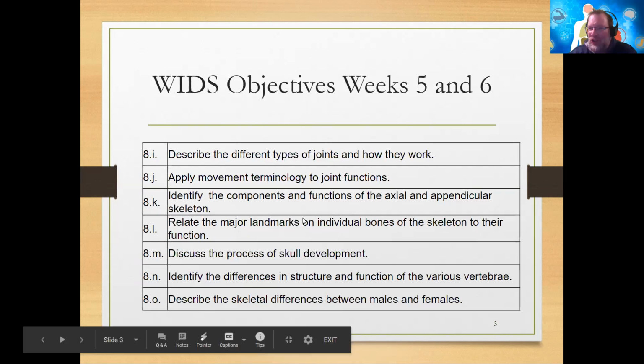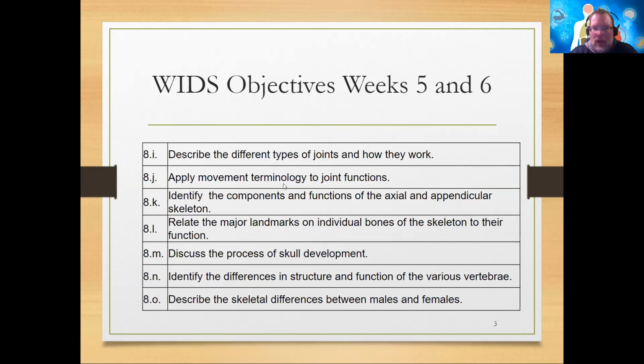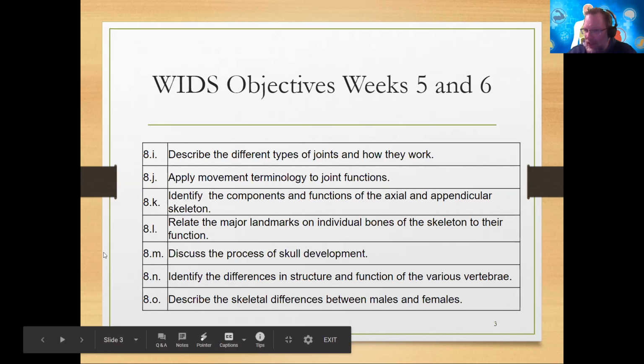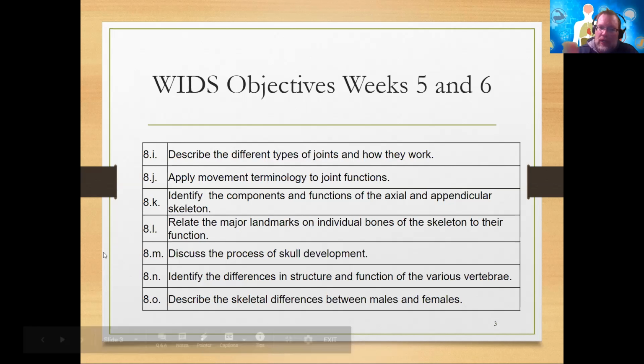And then page 2, so it just keeps going all the way to letter O. Describe the different types of joints and how they work, and then apply movement terminology to joint functions. This I and J go together. We're going to do that at the end. That's good. Joints go with chapter 9, so that's going to come at the end.